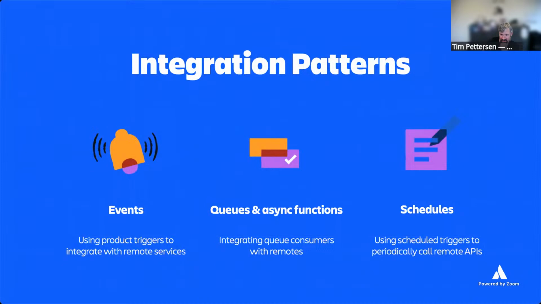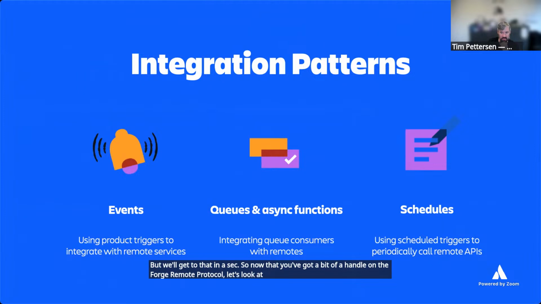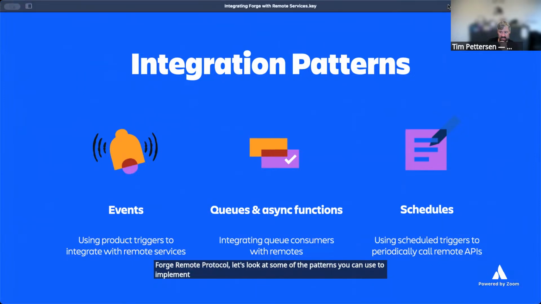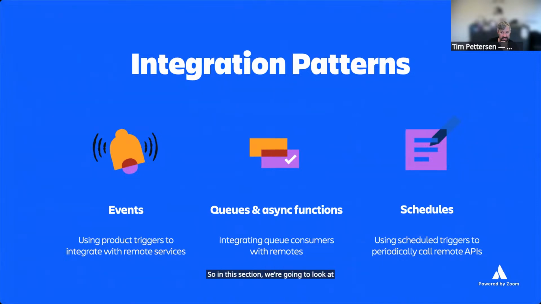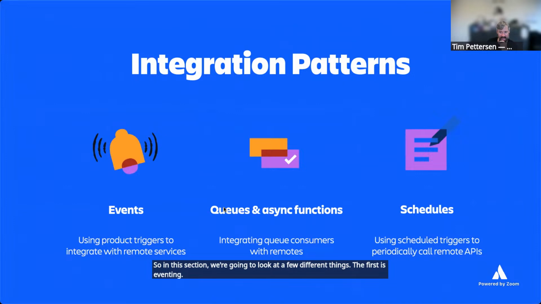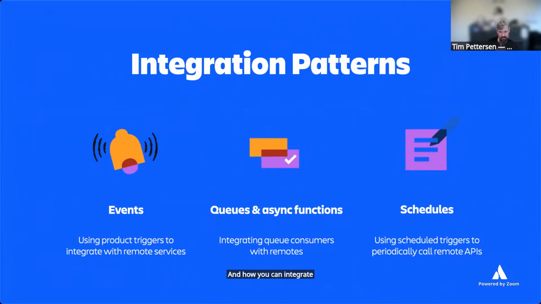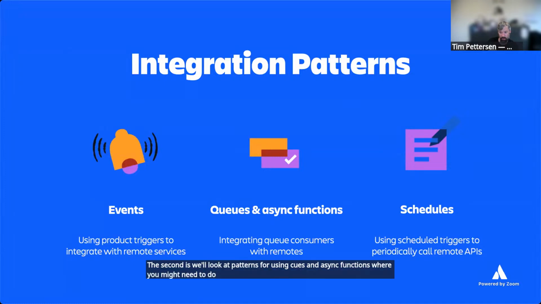So now that you've got a bit of a handle on the Forge remote protocol, let's look at some of the patterns you can use to implement Forge components using remotes. In this section, we're going to look at a few different things. The first is eventing and how you can integrate Forge event triggers with remote services. The second is we'll look at patterns for using queues and async functions, where you might need to do some of that processing off Atlassian in your own remote service. And then finally, we'll take a little look at that pattern I mentioned around using scheduled triggers to refresh tokens.